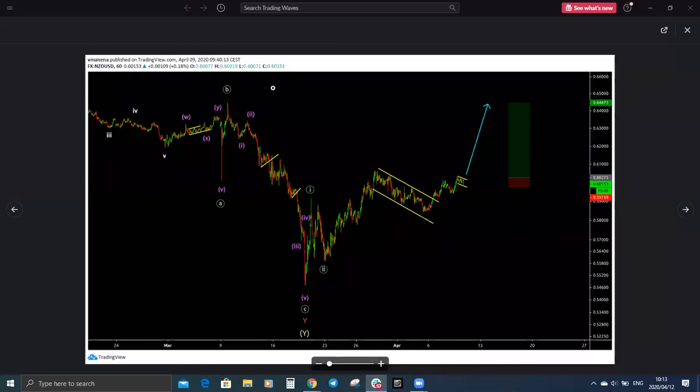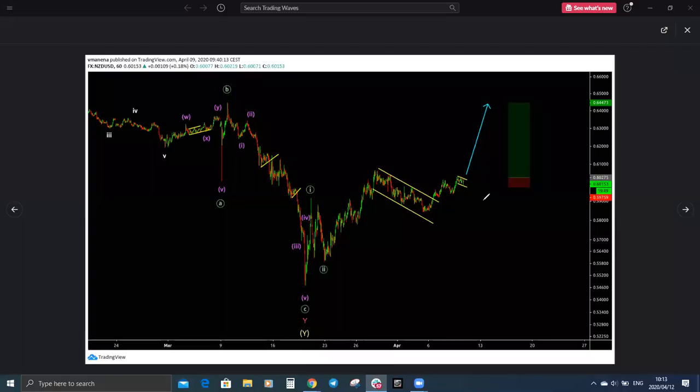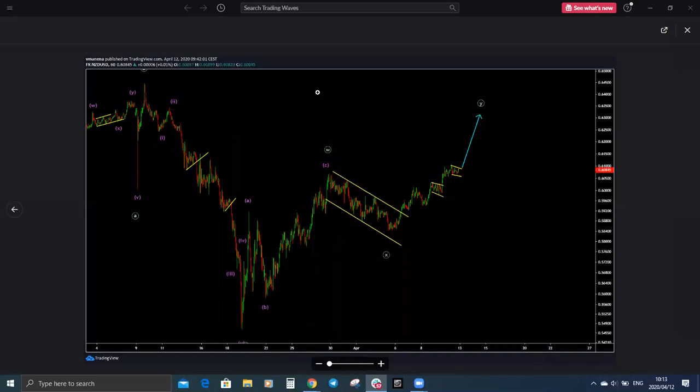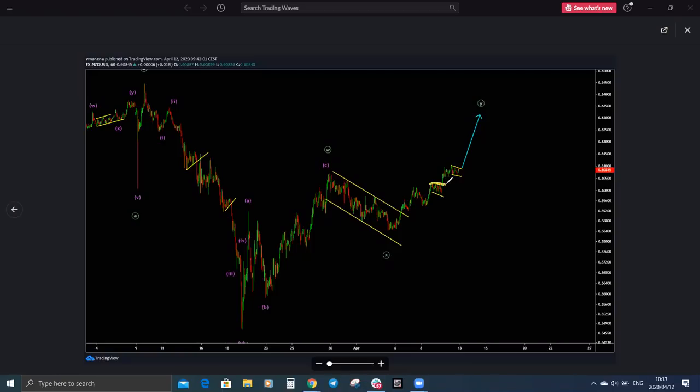New Zealand US dollar, together with Australian US dollar. This has gone about 100 pips. Let's just have a look here. It's about 100 pips already. So that is New Zealand US dollar, and that was the trade setup, as you can see.